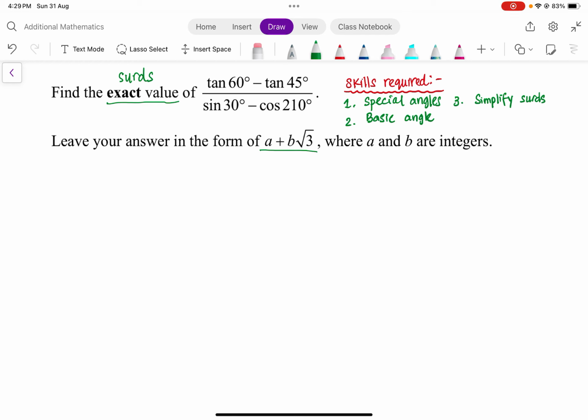So what do you observe here is that we have all the special angles. We have 60 degrees, 45 degrees, and 30 degrees. All these are special angles. The other angle that we have is 210 degrees. We can also rewrite this into a special angle, which means we need to rewrite this into the basic angle. So to do this question, the skills that are required, which are given here, mean we need to know how to apply special angles, we need to know how to simplify surds, and also we need the knowledge on basic angle.